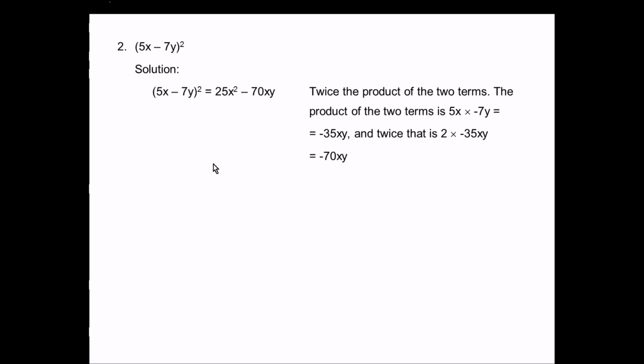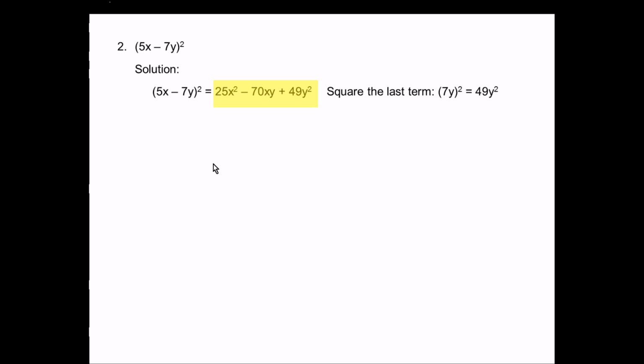And then we square the last term. Okay, 7 squared is 49, so plus 49y squared. Remember, the first and the last term are always positive. The middle term has the sign of what's in the middle of the problem. And again, write it in that order. Put the middle term in the middle, not on the end.